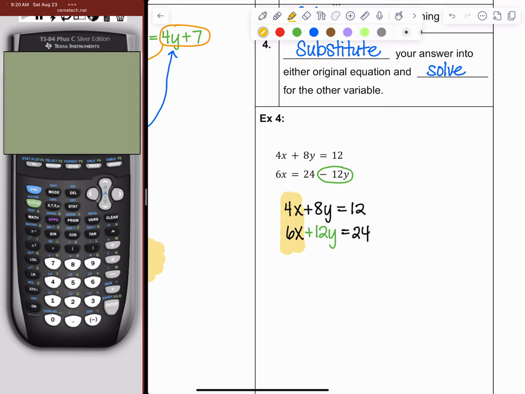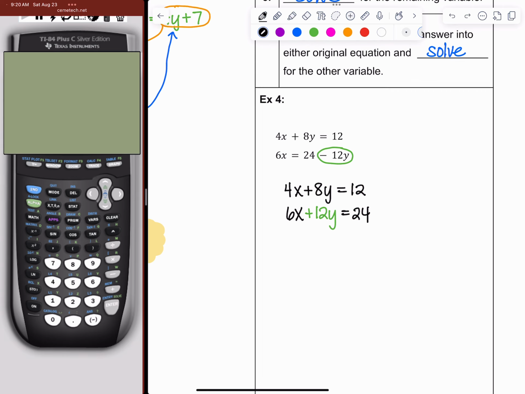My x's are lined up. My y's are lined up. My constants are lined up. All right. So now I'm trying to add or subtract. But the problem is, if I look at the x's, I can't add or subtract to get rid of that. If I subtract those, I'll get negative 2. If I add them, I'll get 10. I can't add or subtract to cancel these. If I subtract them, I will end up getting a negative 4. If I add them, I will get a 20. So I want to get 0. That's what it means to cancel.